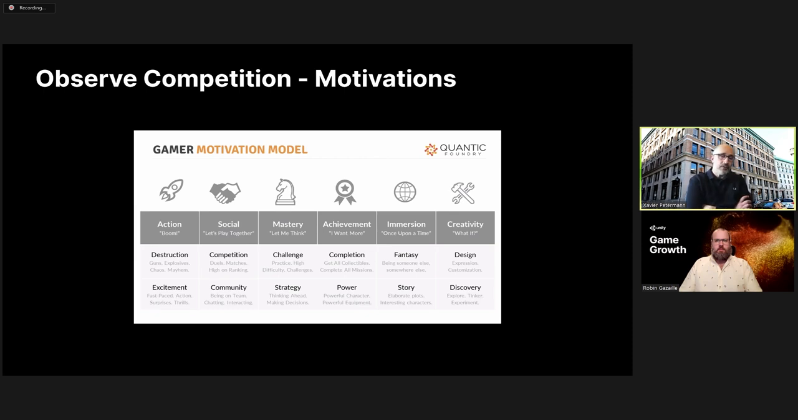Something else I like to do when I start a game is to observe the motivations of the competitors. Who plays what game for what? And what you see there is a model that's been put together by Quantic Foundry. It's quite common across the industry. I know it was used at Gameloft when I was there. It's used at Luria. And it's just a great way to see the reasons the players play your game and what they expect out of it.